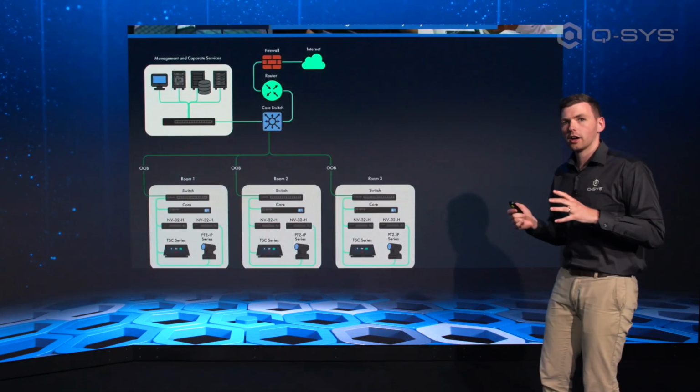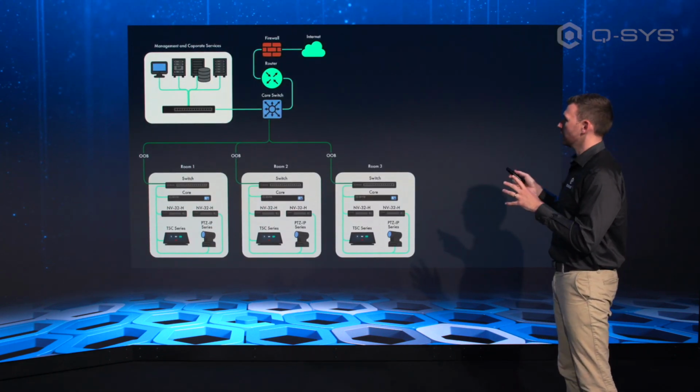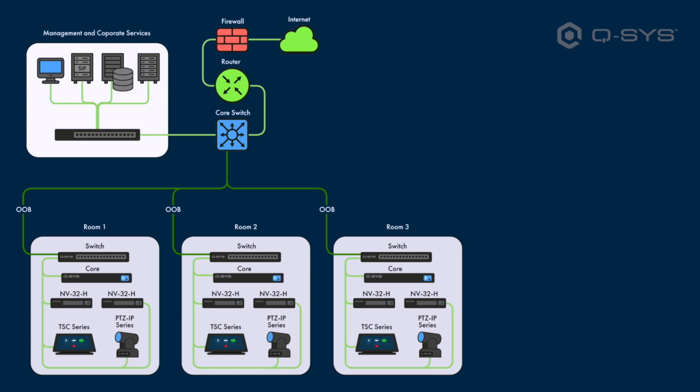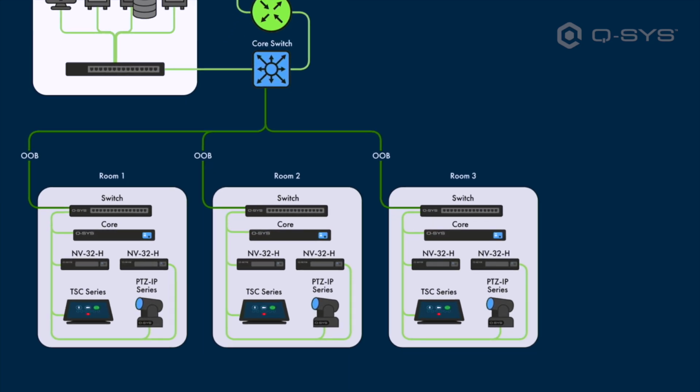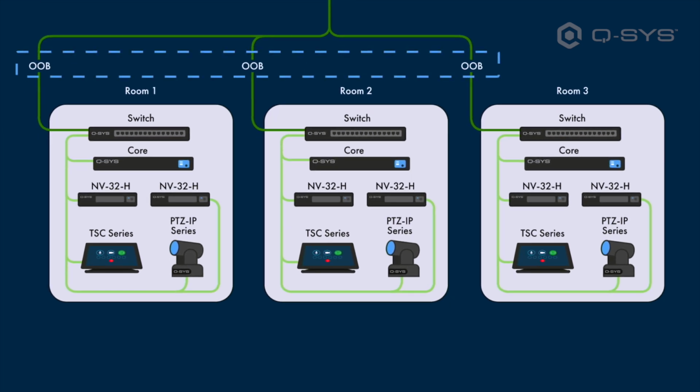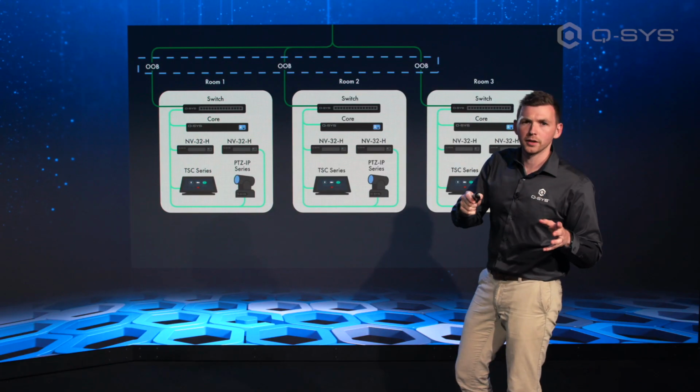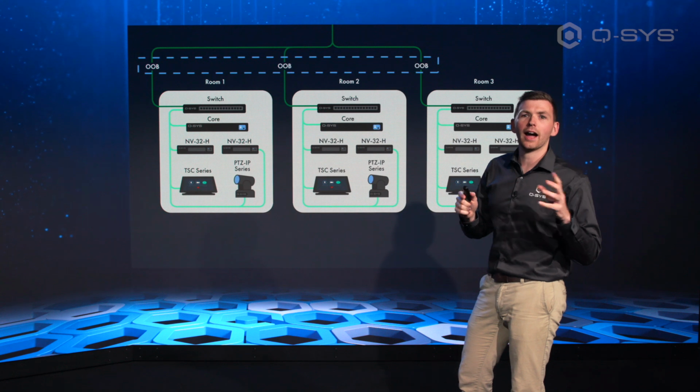Now, let's come back to our diagram again. Maybe we've got something like this. So we've got our corporate network, but we've got quite a few different connections here. And let's just take a closer look at these connections. You see that each switch also has a connection that says OOB. Now that means OOB. Not really. That stands for out of band.